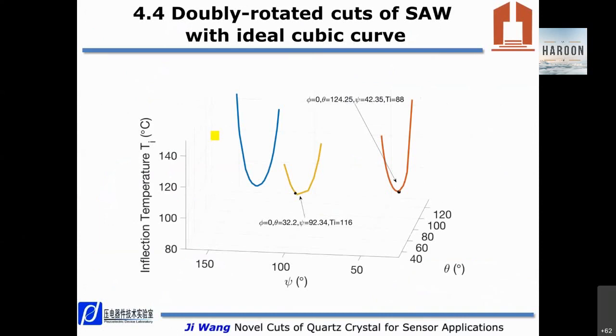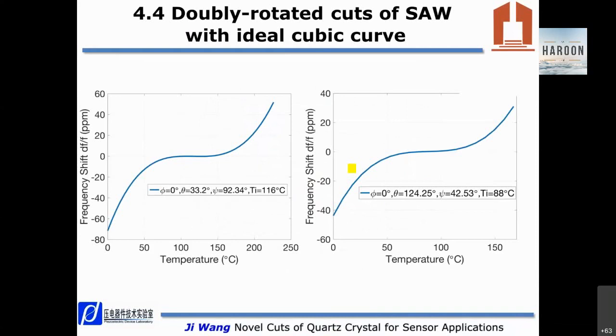That's from our orientation. Basically, we consider the two orientations, two angles. We found this angle might offer good frequency temperature relations, just like this. There are two orientations we found from our calculation. Then we plotted the frequency temperature relation. Yeah, they look good. So they are the cubic frequency temperature relation with flat regions, much better than the ST cut.